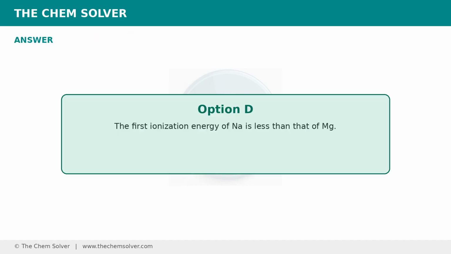The correct answer is option D. The first ionization energy of Na is less than that of Mg.